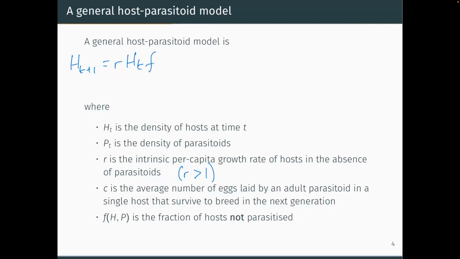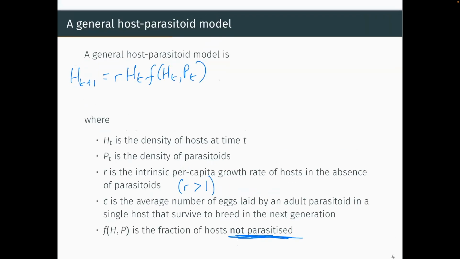And then we're going to multiply this by a function f, which is a function of both h and p, where p is our parasitoid density at time t. And this is the fraction of hosts that are not parasitized. So what we're saying here is that the hosts are going to be reproducing, but the ones that are parasitized are going to die. And the ones that are not parasitized are the ones that are going to be able to either survive or contribute to the next generation. So that's for our hosts.